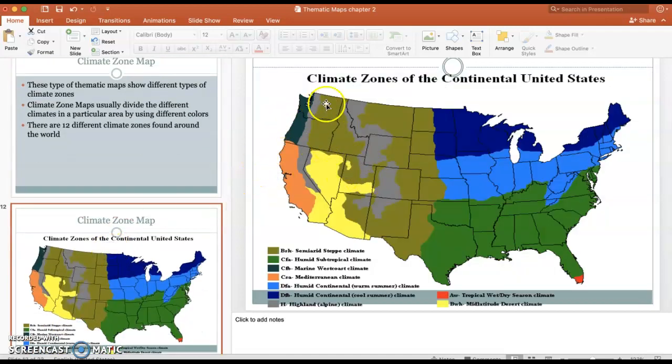Climate zone maps show different areas of weather in certain, could be countries. For example, this is the United States, and it's showing different zones that have certain weather patterns throughout the year, right? For example, Pennsylvania is a warm summer. But if we go a little more north, it's going to be a cool summer. But if we go more south, it's going to be a little bit more tropical. Okay, so climate zones show weather, or what it is like in certain seasons.